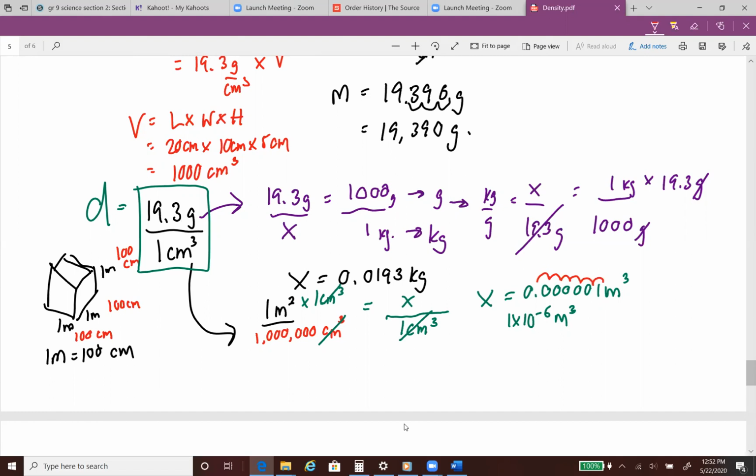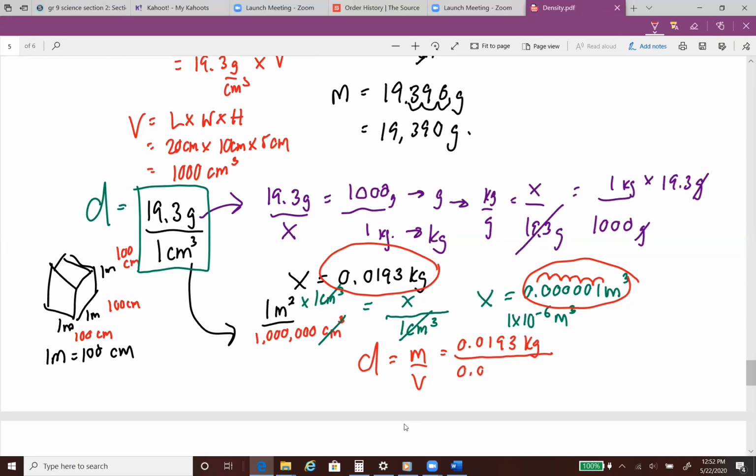Here's what we know now. We converted the mass from 19.3 grams into kilograms, which is right over here, and we converted the centimeters cubed into meters cubed, which is over here. So now I can just express it as mass over volume again. Density is mass over volume: 0.0193 kilograms over 0.000001 meters cubed. So what does that give us?